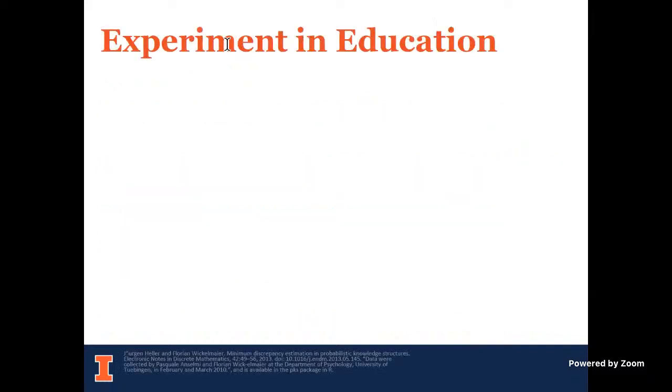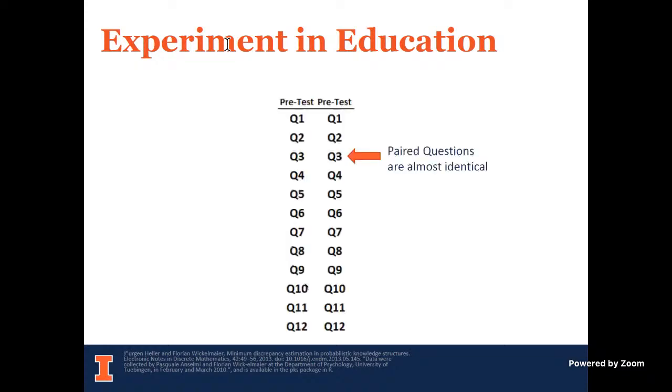Our first example here is an experiment in education. There was an experiment where they did a pre-post design. They gave the students 12 probability questions. They gave them a certain treatment. And they gave them a post-test. Sorry, the second thing, my apologies, should say a post-test. The questions of the post-test were almost identical to the original problems, with some slight changes to the numbers or the labels or that sort of thing.